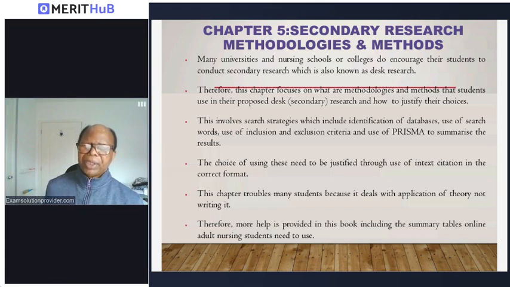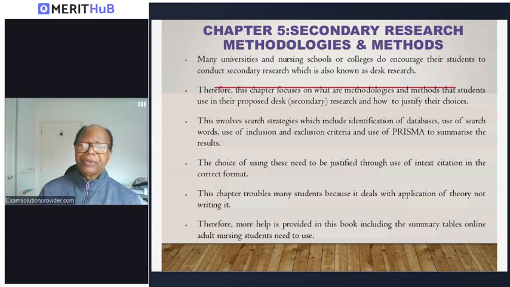And also thirdly, although students are being asked to do secondary research, they struggle a lot trying to understand what they need to do and how they need to do it. This is the problem. So in chapter 5, I've tried hard to explain as much as I can and also show you some of the tables you need to use, how to use them, different research words, how to combine them, and how to present the results in your work. So this is really important, okay?